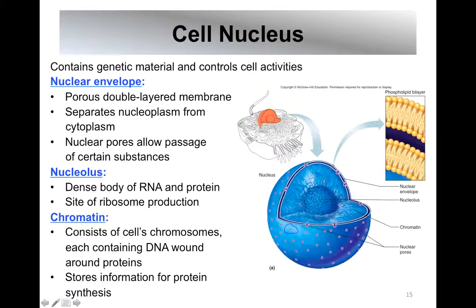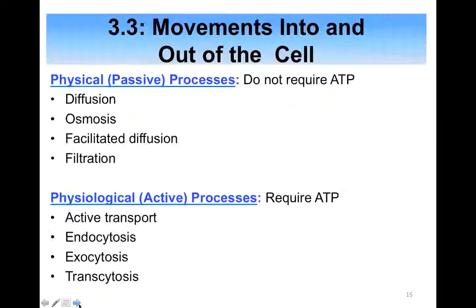Inside the nucleus, we have this thing called the nucleolus. Nucleolus is where ribosomes are made. So RNA and protein are found in here, so we can make ribosomes. And the chromatin is found within the nucleus, and the chromatin is just your DNA with proteins called histones, and those histones help to wind up the DNA. And the chromatin is just there to carry the genetic information.